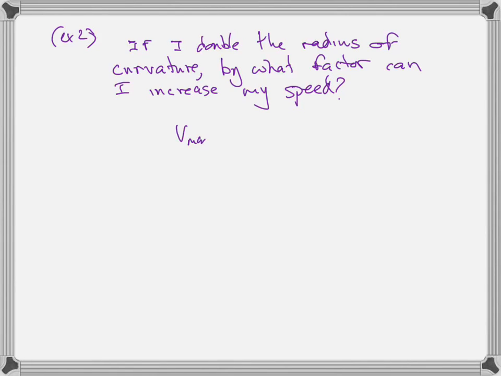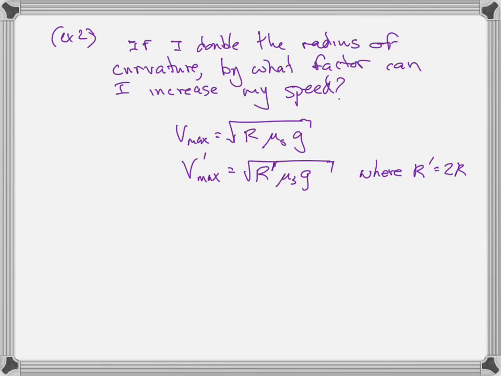Well, Vmax equals the square root of R mu sub S G. The only thing we really have under control here is R. If I double R, what happens to the quantity Vmax? Vmax goes up by a factor of square root of 2. Let's algebraically make sure you understand how that works. We say, what if we change the radius? We're going to have a new speed, we're going to call it V prime. And the new radius is going to be called R prime, where the new radius is twice the old radius.